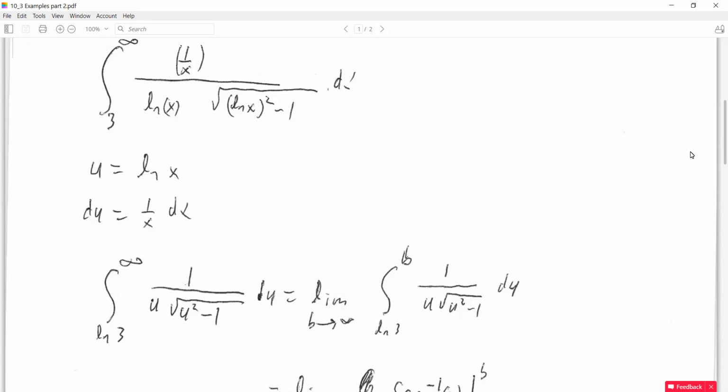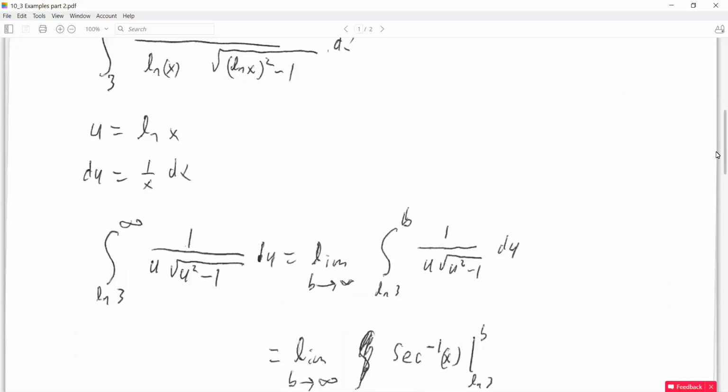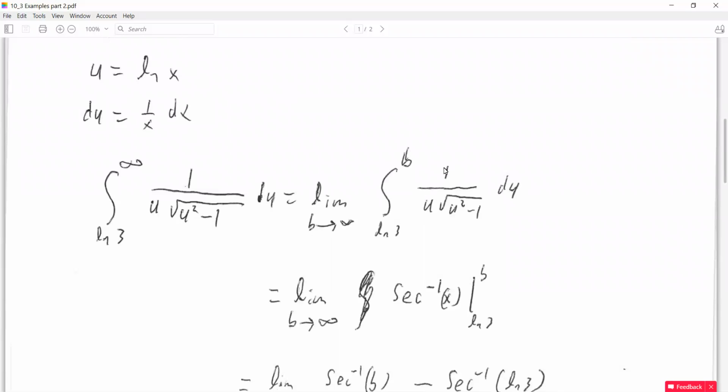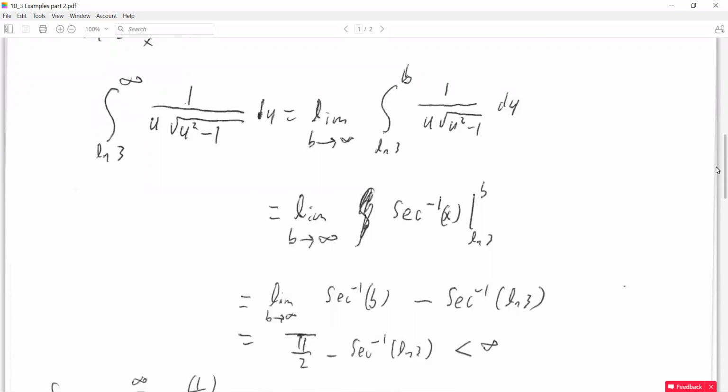Again, writing it as a limit. You have to remember that, hopefully, that looked a little familiar. You go back and look in your integrals, it's probably not one you have memorized, but that is the arcsecant. So we get the limit as b approaches infinity of the arcsecant evaluated from log of 3 up to b. Plugging those numbers in, you get the limit as b approaches infinity of arcsecant of b, minus arcsecant of log 3, that's some number.